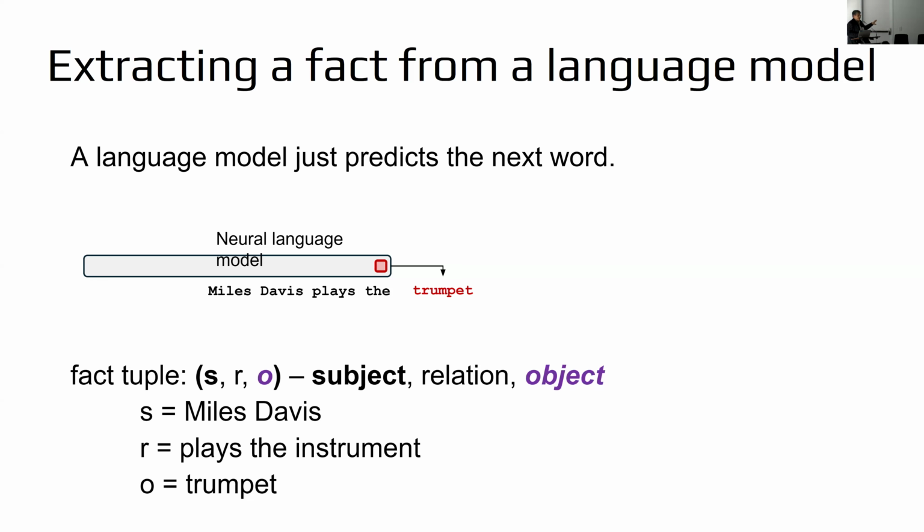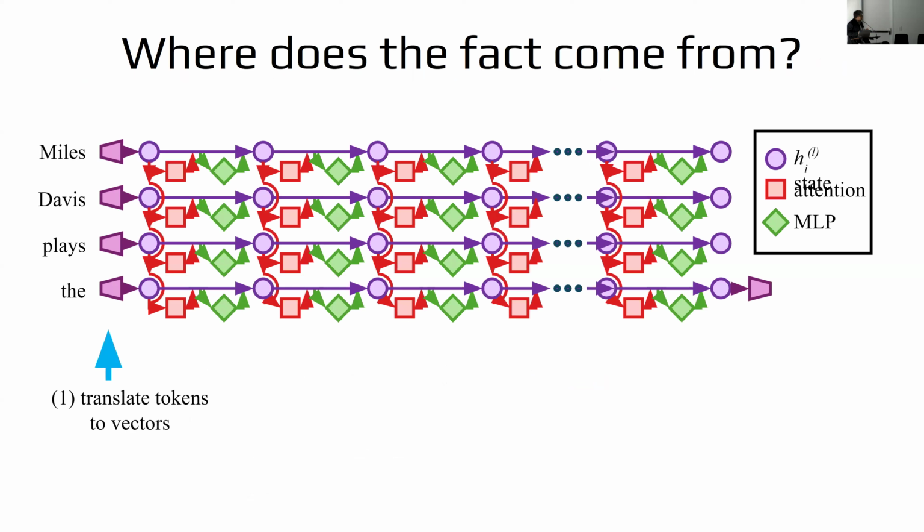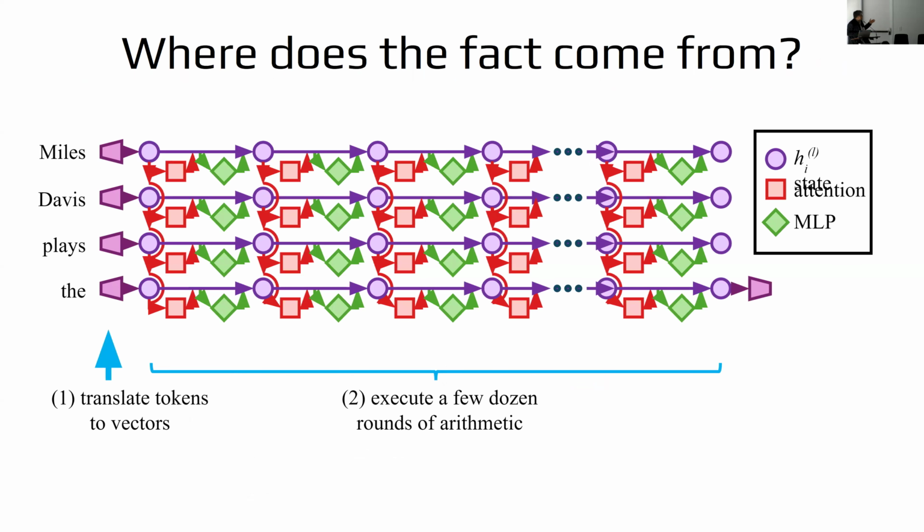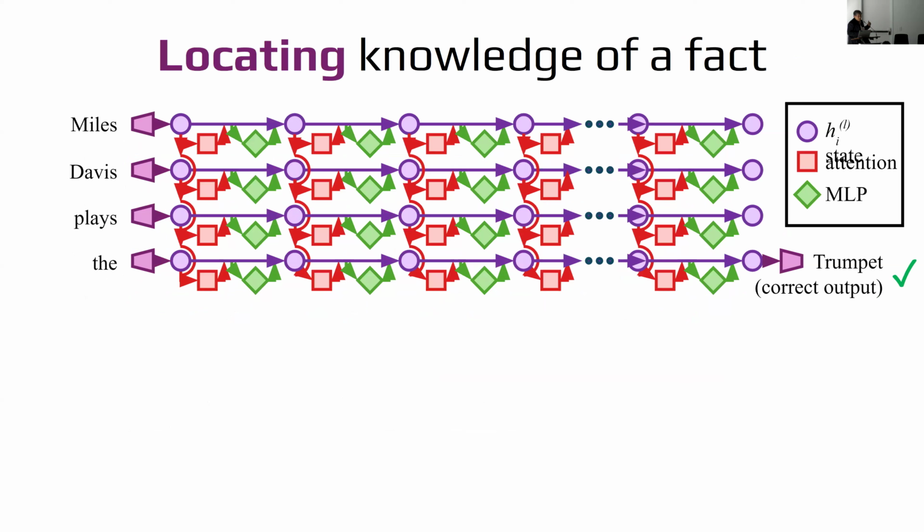So when we're confronted with this kind of question, we want to ask, can we actually localize where this factual knowledge comes from? We have this input, which is just a set of word embeddings on the left-hand side. And the neural network is just a few dozen rounds of opaque arithmetic and then translates to a vector at the output side that comes out trumpet on the other end. So somewhere in this mysterious mishmash of step number 2, this knowledge recall is happening. So the question is, can we understand this process at all? And what I'm going to show you is one way of doing that.